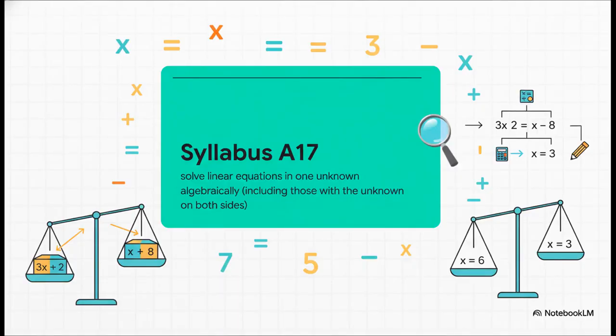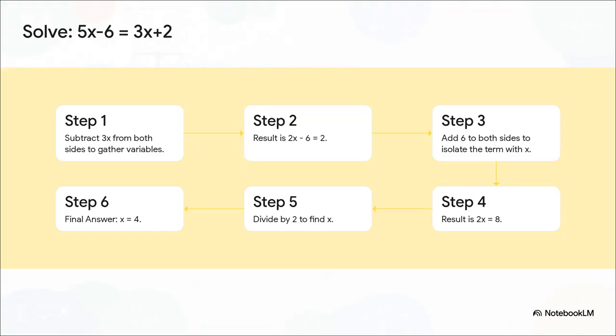Well, they want to know you can take a linear equation with one unknown, usually an x, and solve it using your algebra skills. The real test, especially for higher tier, is knowing what to do when that unknown x pops up on both sides of the equal sign. Let's break one down. The main goal here is to get all the x terms together on one side and all the plain numbers on the other.